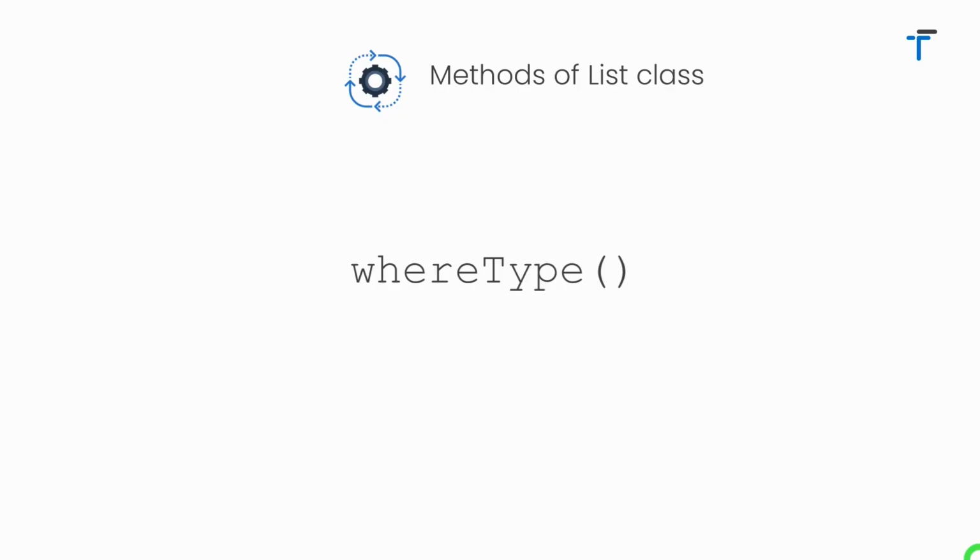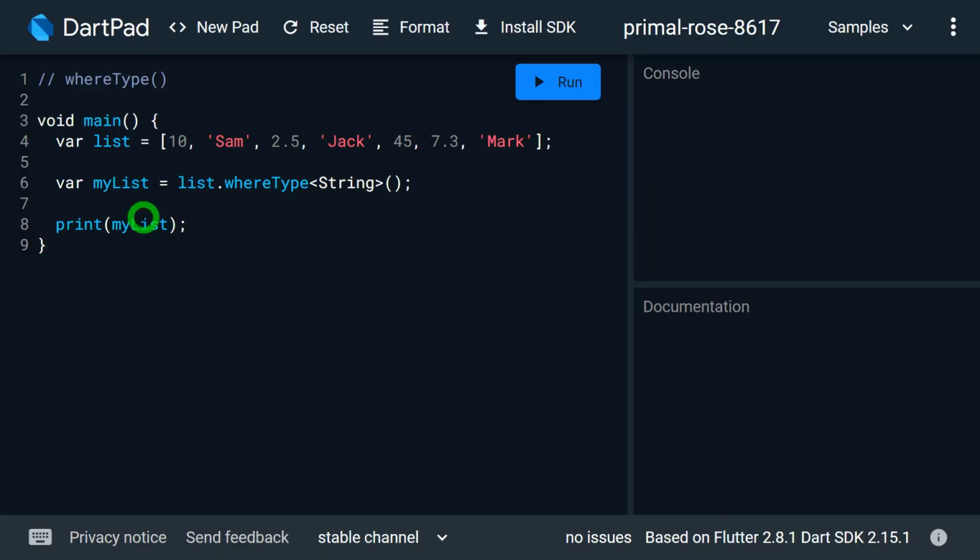whereType method is mostly used to extract the data from your original list based on a specific type. In this example, you can see I have a list. Here I have specified list of some random values, and these are the values of different type. So this is the value of type int, then string, then double, then again string, int, double, and string. From this original list, I just want to extract all the values which are of type string. In order to do that, simply I can use the method called whereType.